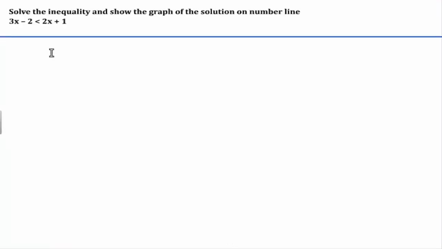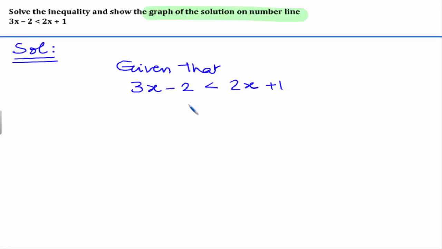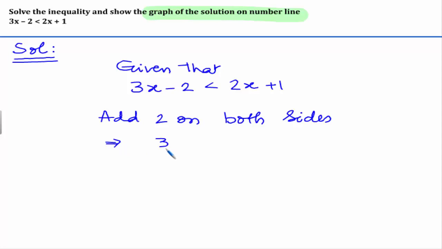In this problem, we have to solve the given inequality, and the solution needs to be shown on the number line. Let us see the solution now. So the given inequality is 3x minus 2 less than 2x plus 1. Now to solve this inequality, let us add 2 on both sides. Here we get 3x, because minus 2 plus 2 gets cancelled, less than 2x plus 1 plus 2. This will give us 3x less than 2x plus 3.